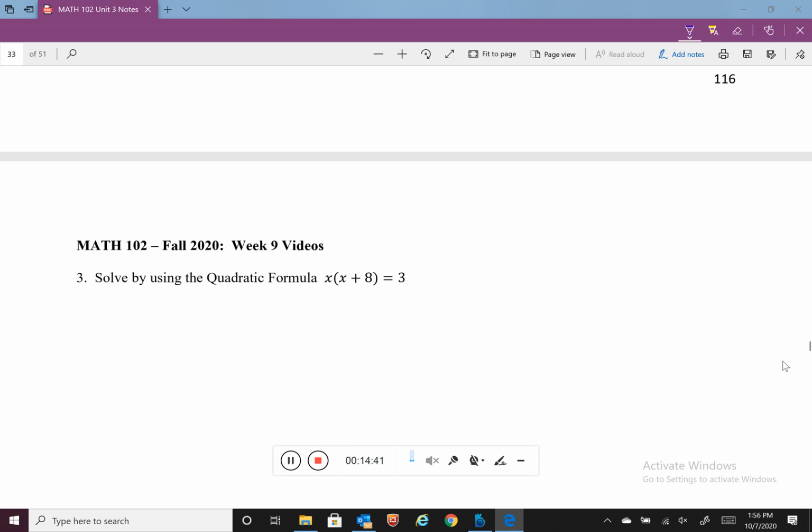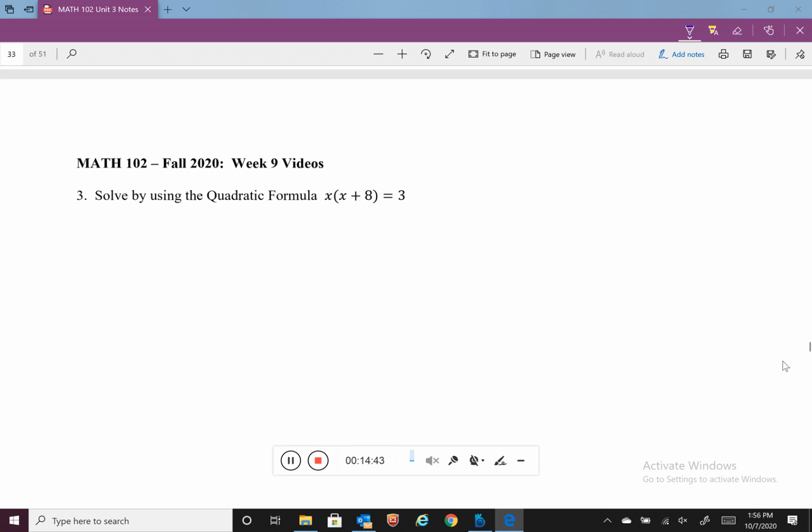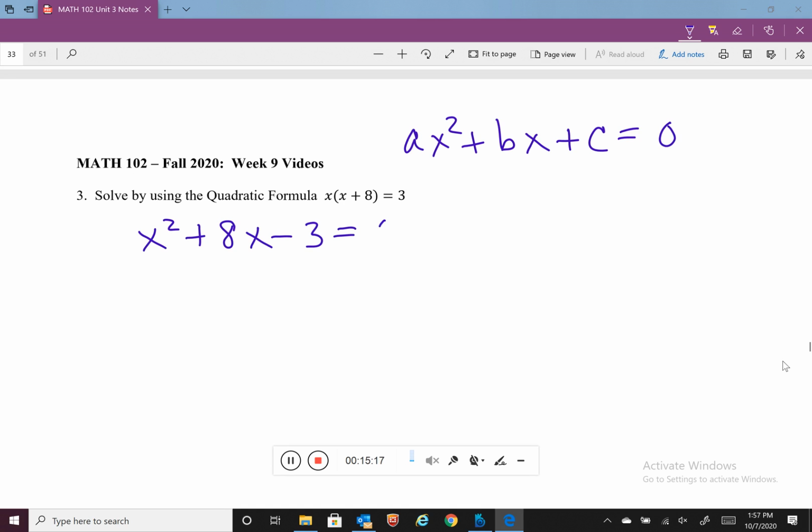And the next example we're going to do together, I want you to notice we've got a little bit of work to do here. So if you're asked to solve by using the quadratic formula, the first thing we need to do is clean this up and get it in a times x squared plus b times x plus c, and then set equal to 0. So we need to distribute and then make sure that this is set equal to 0. So we have x squared plus 8x minus 3 set equal to 0.